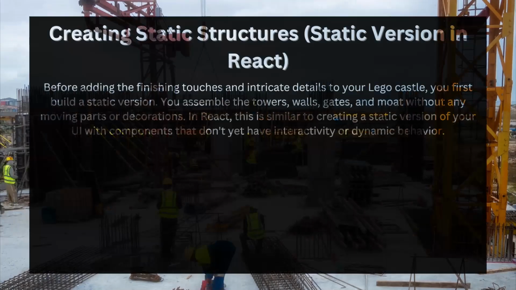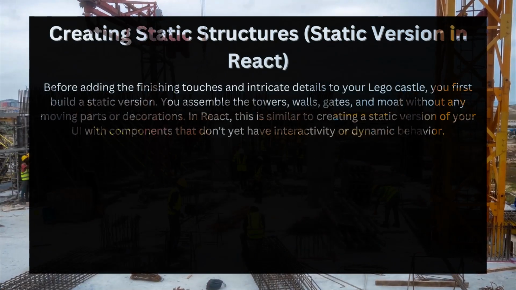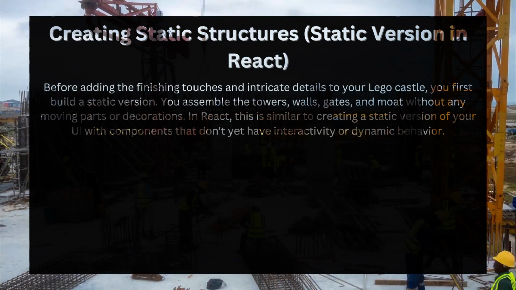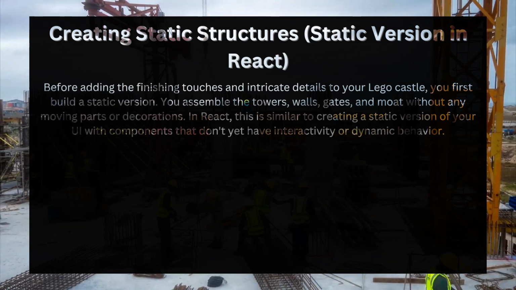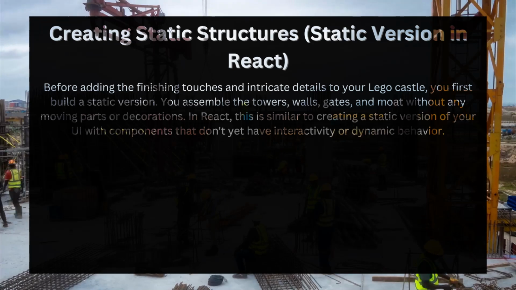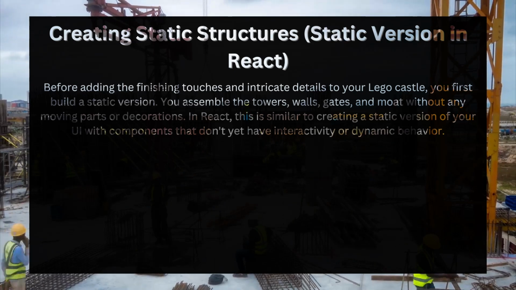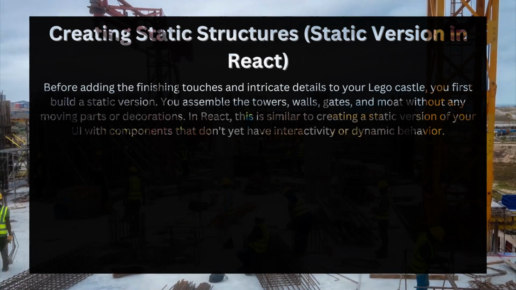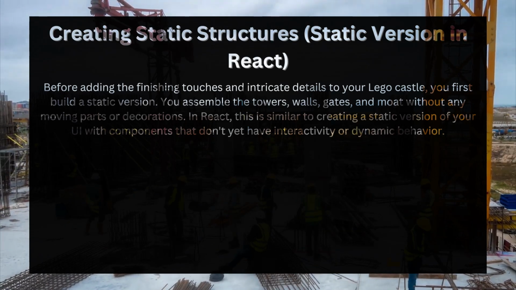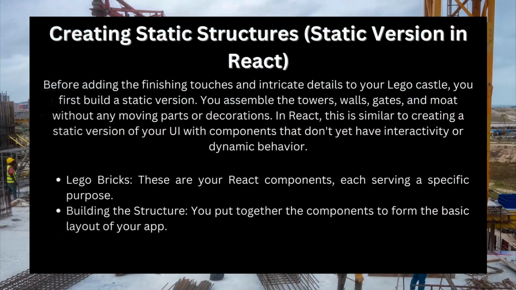This step corresponds to creating static structures of the castle. Before adding the finishing touches and intricate details to your Lego castle, you first build a static version. You assemble the towers, walls, gates, and moat without any moving parts or decorations. In React, this is similar to creating a static version of your UI with components that don't yet have interactivity or dynamic behavior.